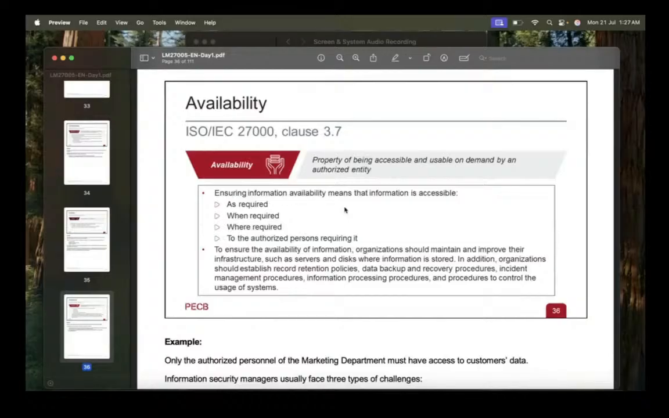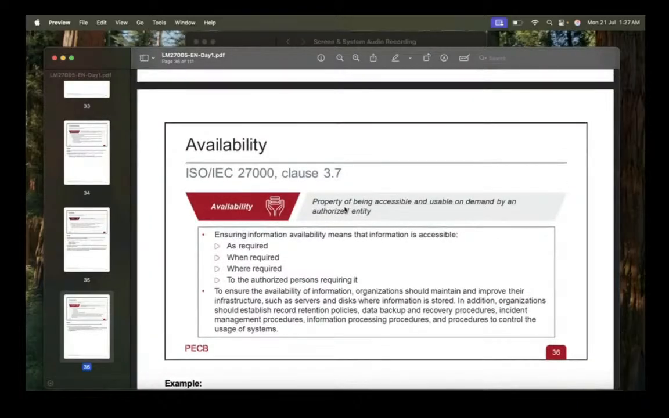And to understand and to actually ensure the availability of information, organizations should do what? Basically, the organization should maintain and improve their infrastructure, such as server, disk, where information is stored. In addition, organizations should establish record retention policies also. So these are some examples, or some requirements that are there for data protection and information security.